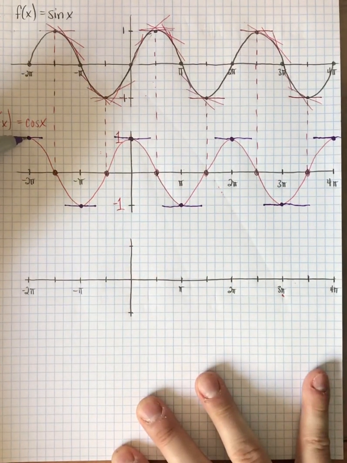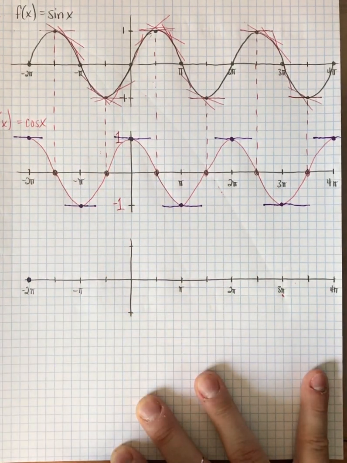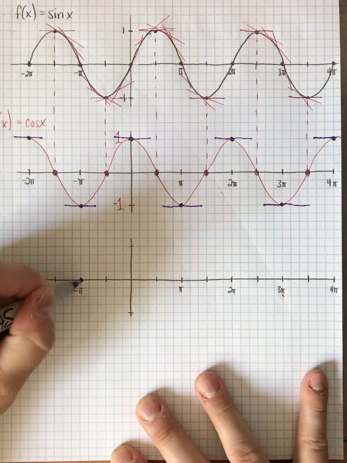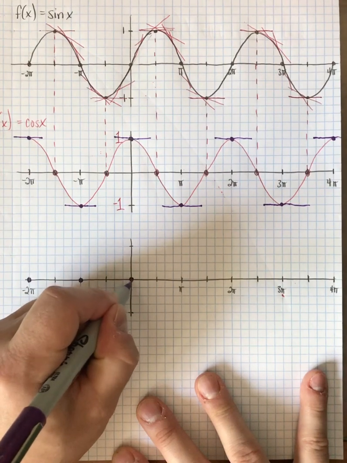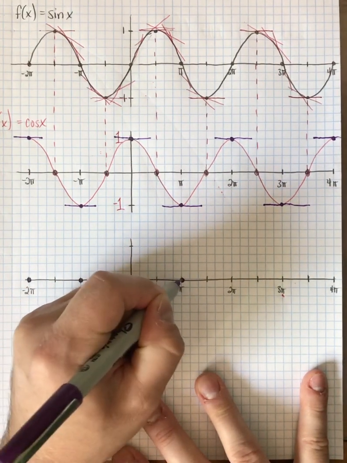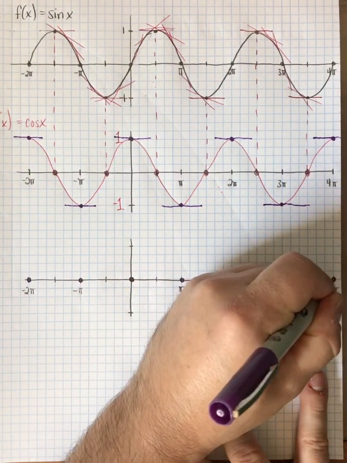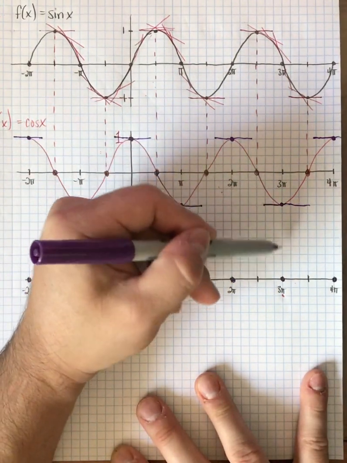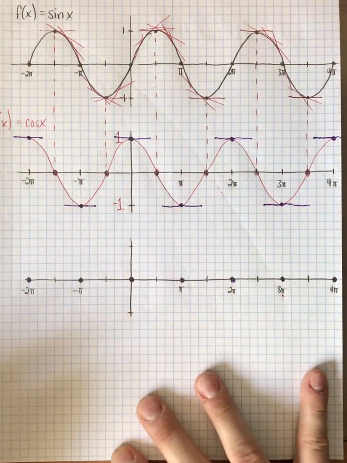So at the x value of negative 2 pi, the derivative of the cosine function is 0. At negative pi, the derivative of the cosine function is 0. And at x equals 0, the derivative is 0. At x equals pi, at x equals 2 pi, at x equals 3 pi, and at x equals 4 pi. Every one of these, of course, corresponding to where the cosine function is completely horizontal for one brief instant in time.